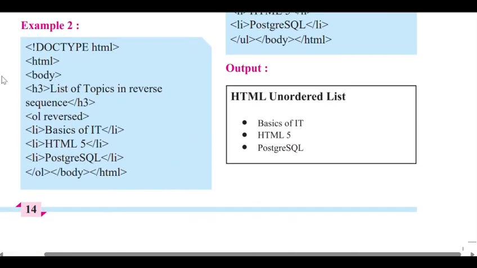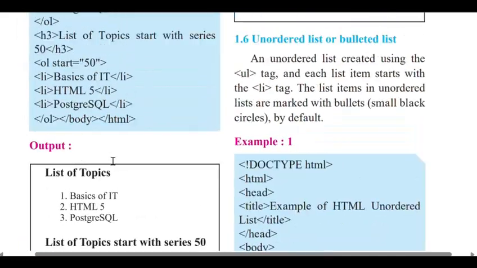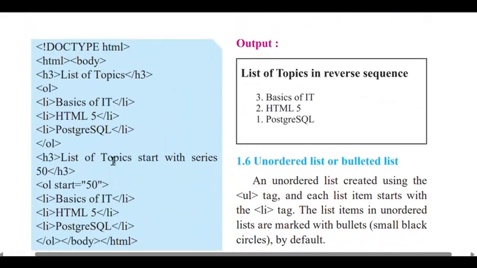Now see example 2. Doctype HTML, body, h3 list of topics in reverse sequence. Here we have used the attribute reverse. Now ordered list reverse, it will get reversed. Basics of IT, HTML5, PostgreSQL. We have used this in list tag. Now we are closing ordered list, body, HTML. You can see the output like this.